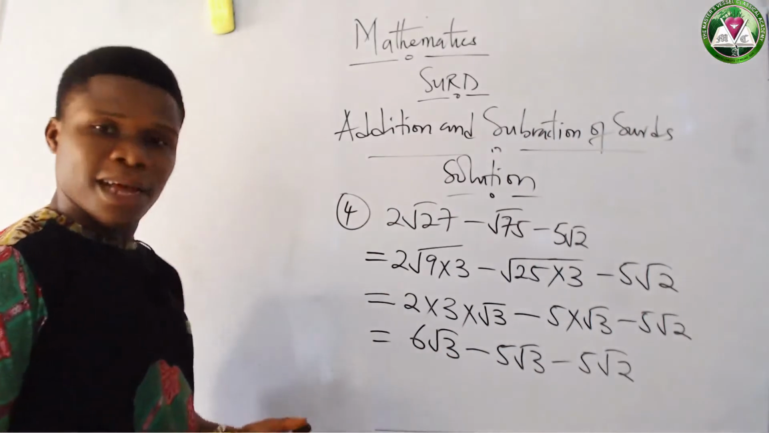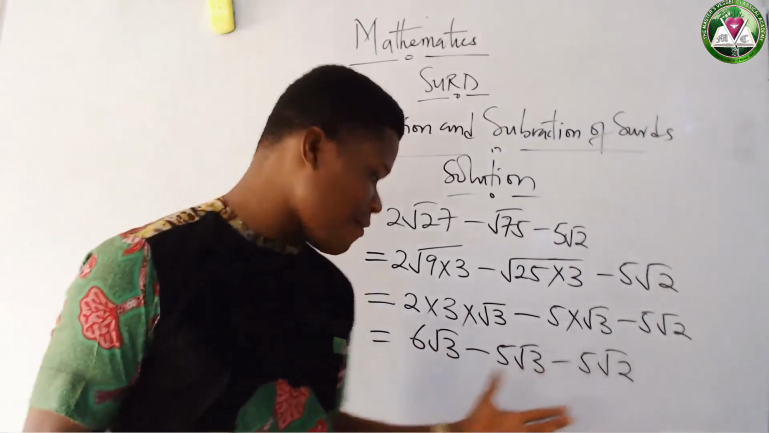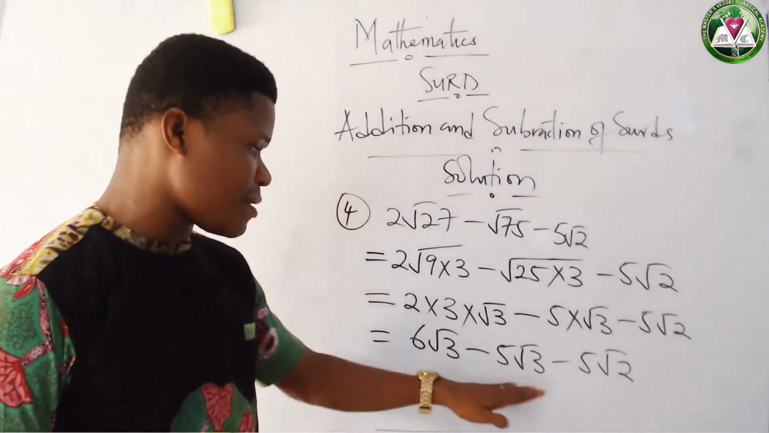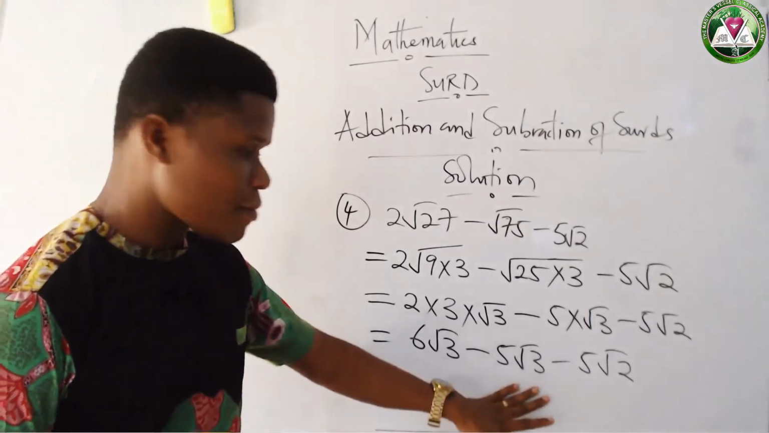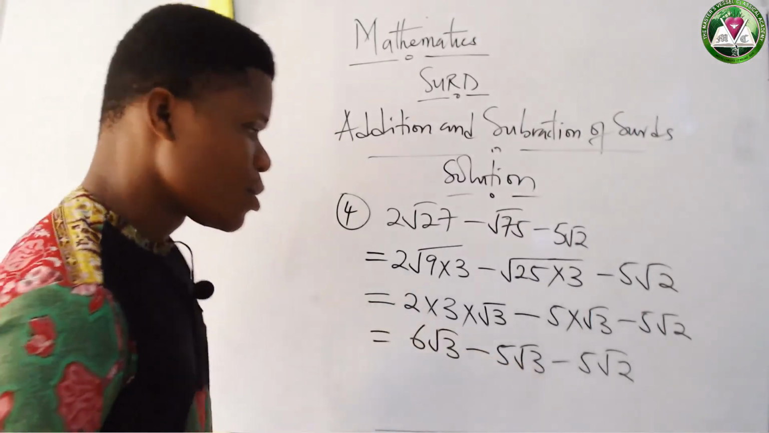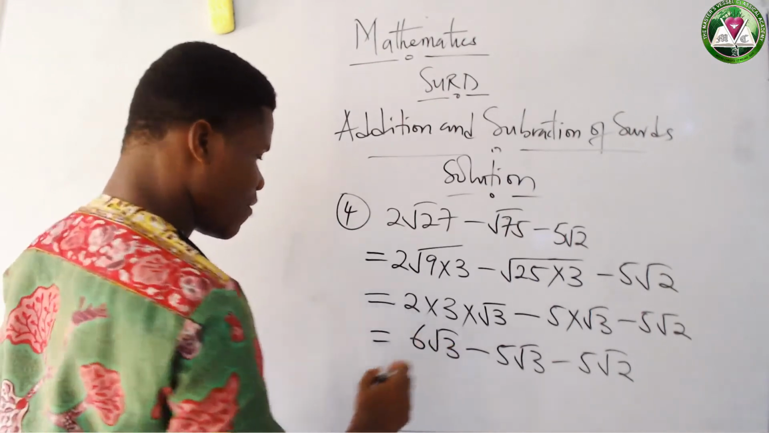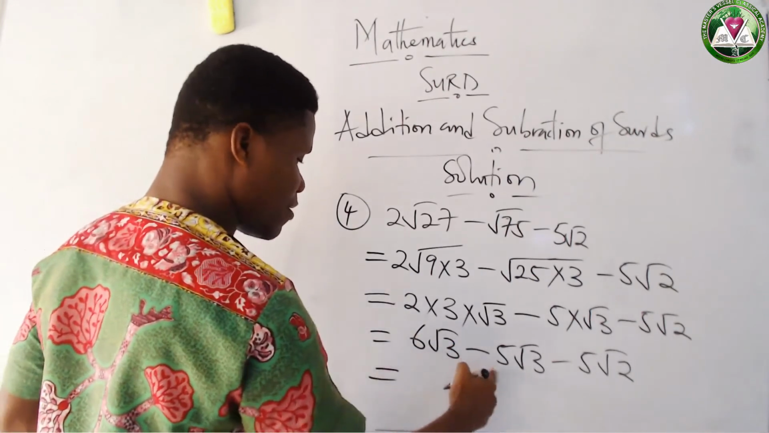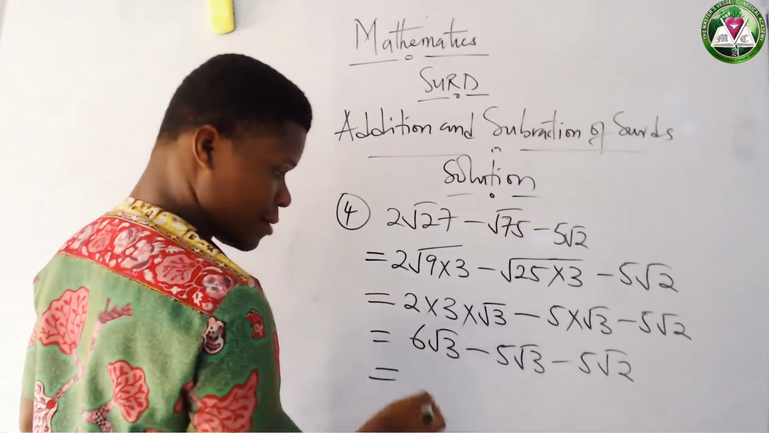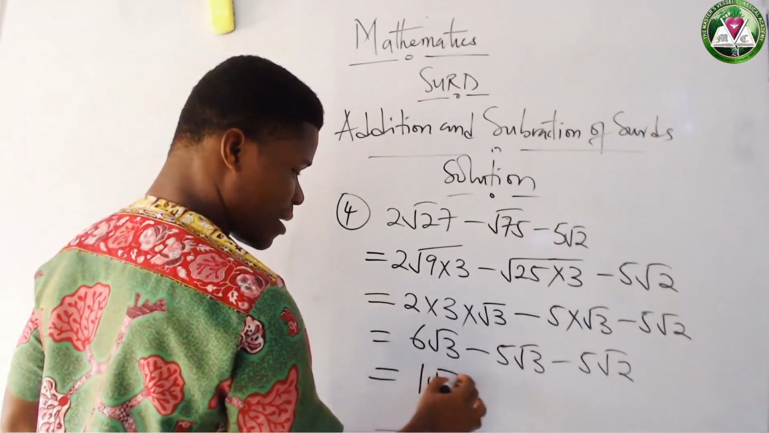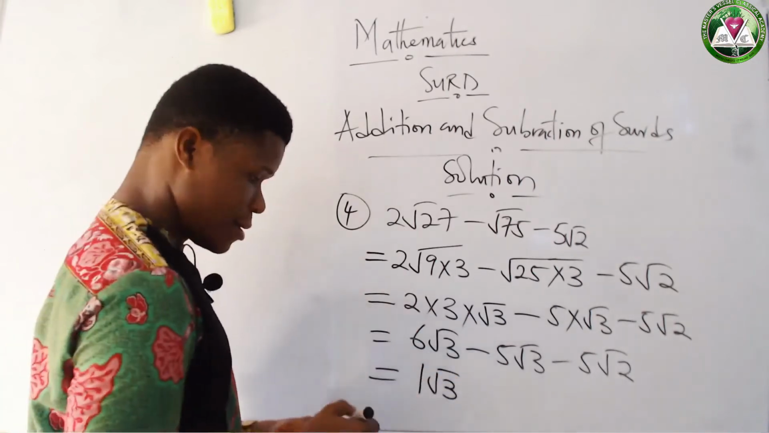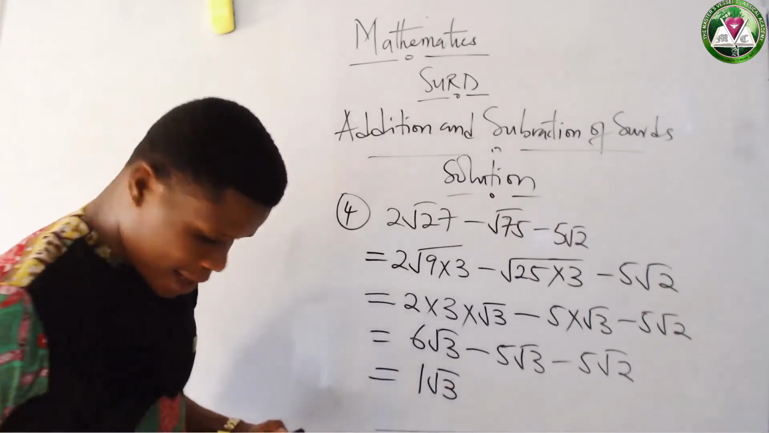You can discover that not all of them are like terms, but we have some that are like terms. We have this and this. They are all root 3, root 3. This one is root 2. So what do we do? We work with those that are like terms. So this will give us 6 minus 5, which is 1. You can say it's 1 root 3, or you can just say it's root 3. Do you understand? Every number has 1 by the side.